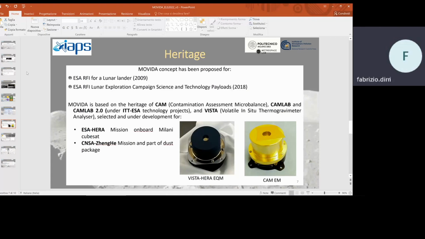The heritage of MOVIDA. MOVIDA was proposed to the ESA RFI in 2009 and 2018 for a drone exploration campaign, science and technology. But the heritage is mainly based on three different ESA ITT technological projects, CAMLab, and on the heritage coming from the ESA Hera mission on board the CubeSat Milani, and the Chang'e mission, a CNSA mission, where sensor 2 is part of the dust package.